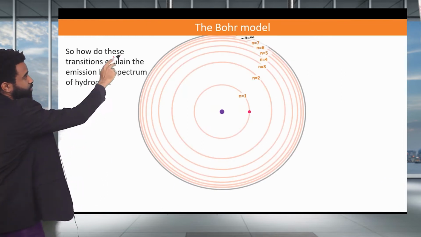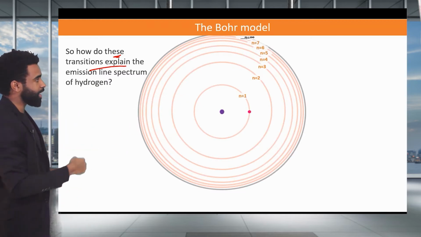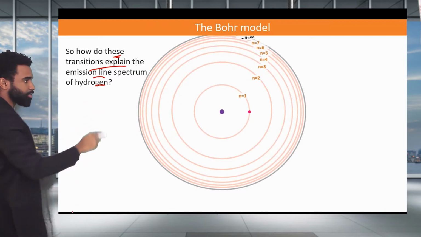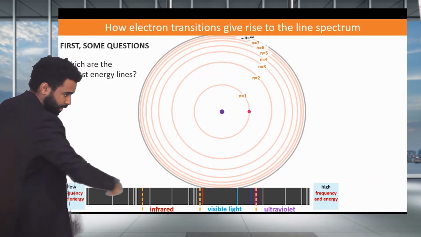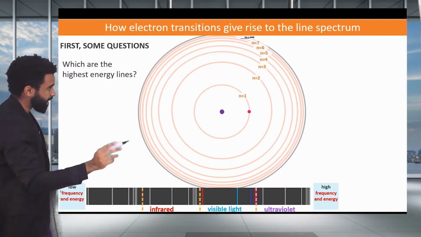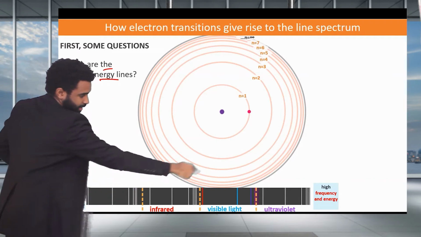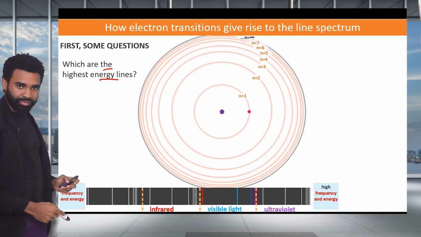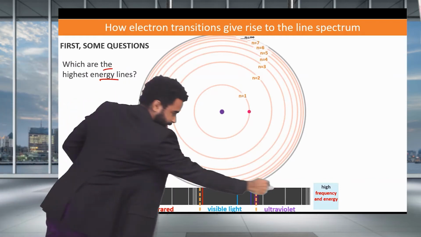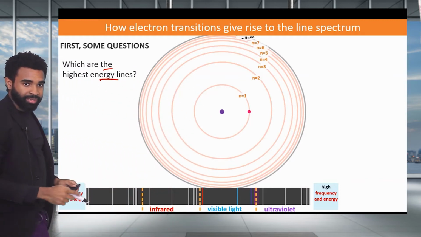How do these transitions of electrons we just mentioned explain the emission line spectrum of hydrogen? This again is what Bohr was after. Here's the idea. Well, here's the spectrum. Now let me ask you a question about the spectrum. Which of these lines in that spectrum are the highest energy lines? Pause and think. It should be obvious. It'd be that series there in the ultraviolet region. We call that the Lyman series.